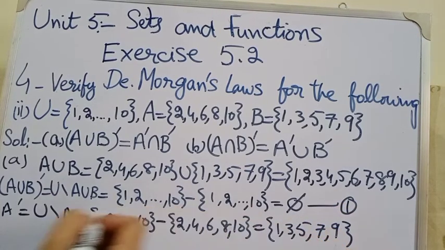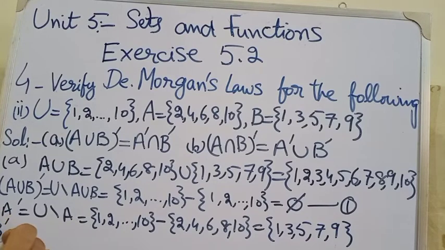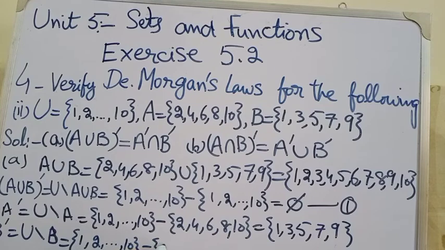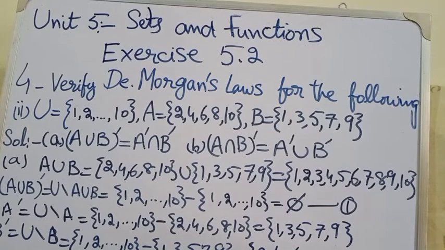B complement contains the elements of the universal set not in set B. Universal set U has elements up to 10, minus set B which has elements 1, 3, 5, 7 and 9. This is equal to 2, 4, 6, 8 and 10.